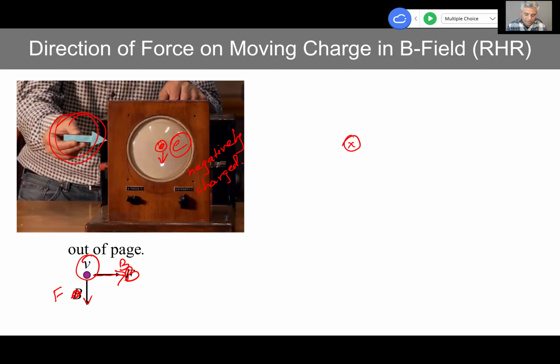So, without doing this experiment, can we predict which direction the electron is going to move? Will it go up, down, or this side or that side? Can we do that? Turns out we can by using the right hand again, but slightly differently.